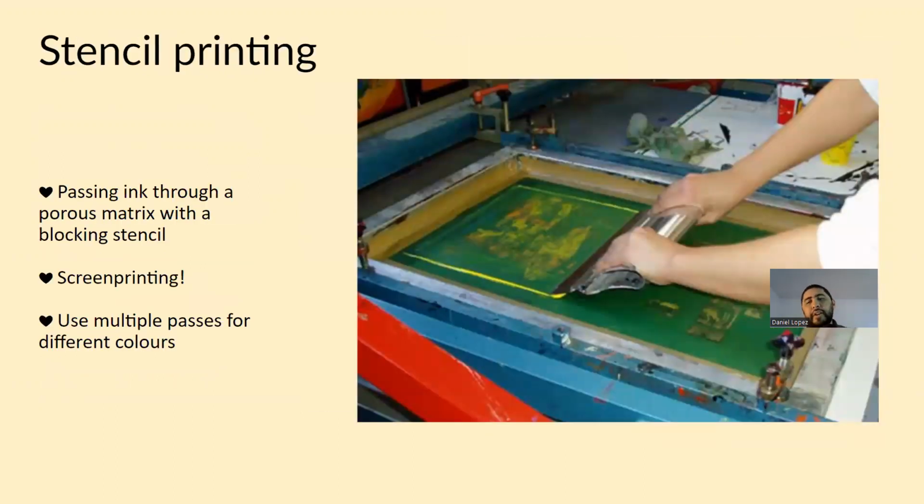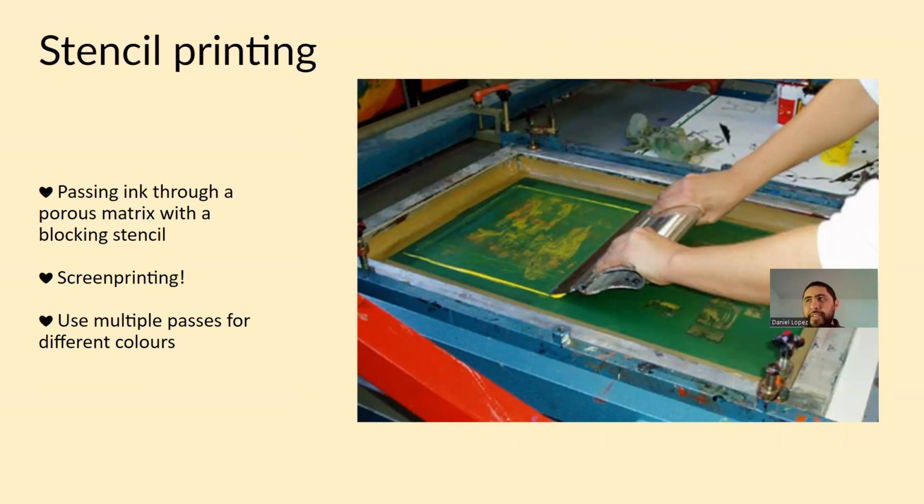Stencil printing. Screen printing is this type of stencil printing. You're using a stencil, which is what you see here. There are holes for the ink to go through. So yeah, passing ink through a porous matrix with a blocking stencil.